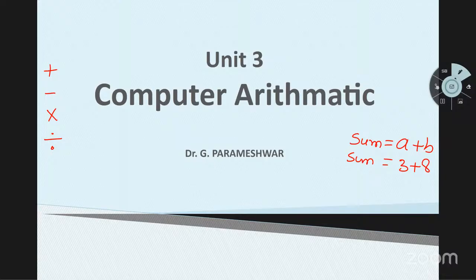Here I take one example: sum is equal to a plus b, that is, sum is equal to 2 plus 3, or 3 plus 8. That can perform the addition. The numbers 3 and 8 belong to which category of numbers? Decimal numbers. Decimal numbers are categorized into integer values and float values. Integer means only the integer part: 2, 3, 100, 1000, 10,000, lakh, crore. There is no fractional part. That should be one rounded value, such as 2 or 5 or 7 or 8. Those values are called integers.